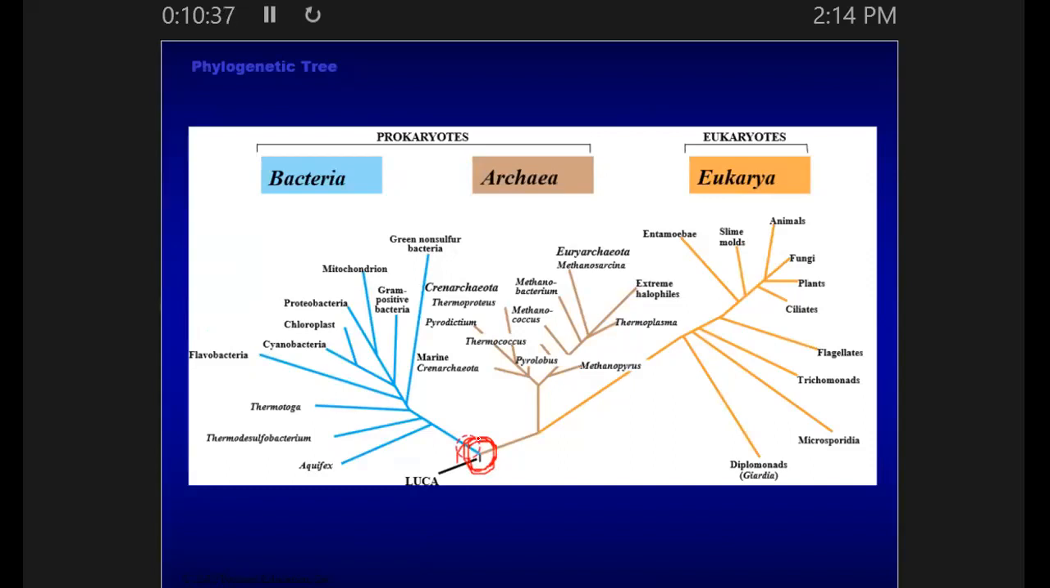And then you see your phylogenetic tree, the speciation off of that. You can see the bacteria over to the left, archaea in brown in the middle, and then the eukarya in the gold off to the right. So you need to know the 3 domains of life: bacteria, archaea, eukarya. Then this is a partial tree. This certainly is not the whole thing.